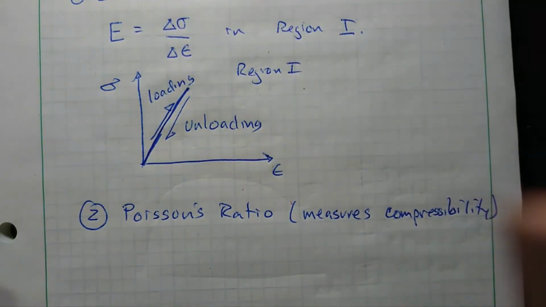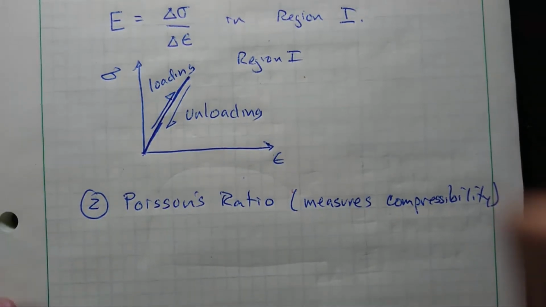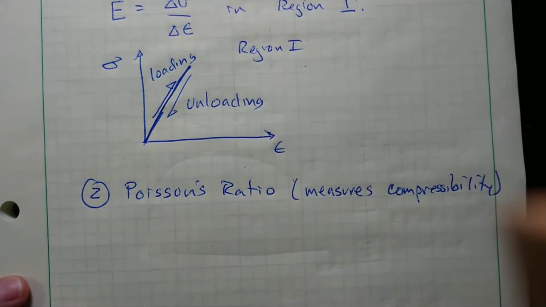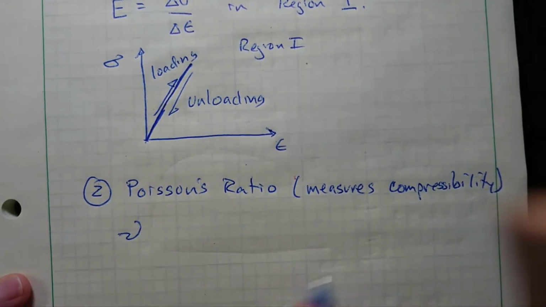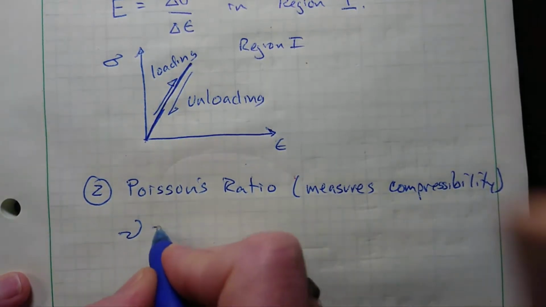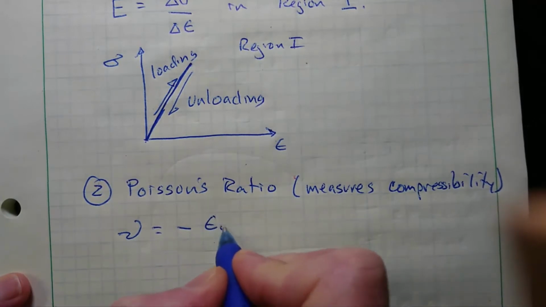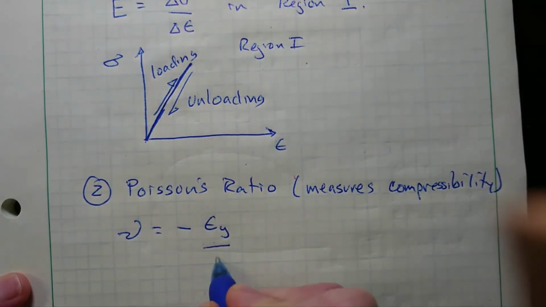In conjunction with the elastic modulus, it's a measure of stiffness as well, but stiffness in the sense of compressing in a transverse way. And nu, the Greek nu, is the symbol for this, and it's equal to the ratio of the strain in the y direction divided by the strain in the z direction.